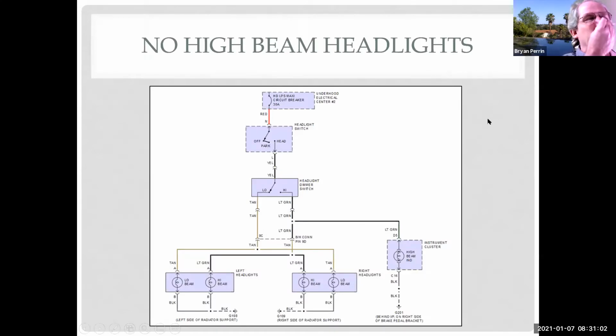So let's see how we're doing here. I have a vehicle, this vehicle right here, and it has a problem. The high beams don't work. The low beams work fine. And the high beam indicator works fine. So I'll say it again. My high beams don't work. My low beams do work, and my high beam indicator works normally. So let's look at this for a second, and then we'll walk through this.